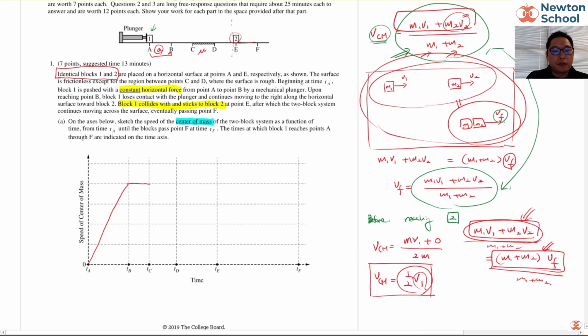And then you reach the rough surface, so probably you have the frictional force, which will cause negative acceleration, or it's going to slow you down. I think you can slow down any way you want. I'll just slow down like this. And between D and E, again, it's not going to change because there's no acceleration.